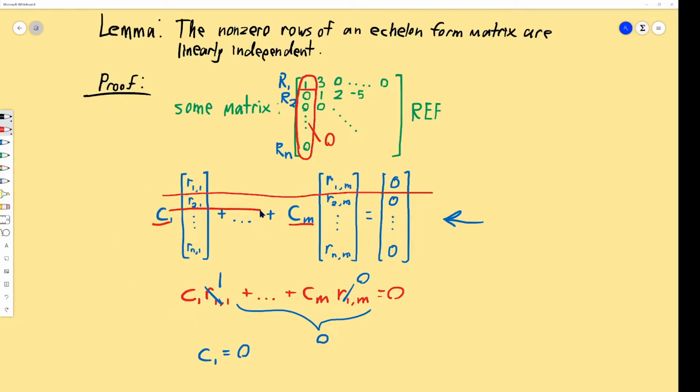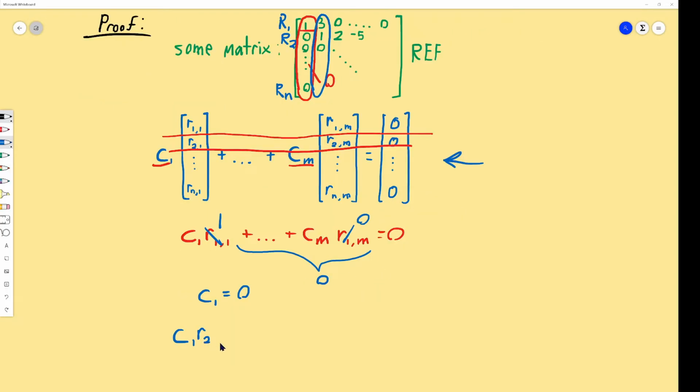So now if we look at the second row of this linear combination, it says that some constants times each of the second entries of each of the rows in the matrix is equal to 0. If I multiply all these constants by and then add together all of the elements in the second column of this matrix, then that should be equal to 0. So C1 times R2,1 plus C2 times R2,2 plus all the way to Cm times R2,m is equal to 0.